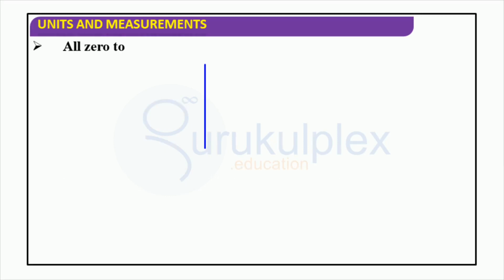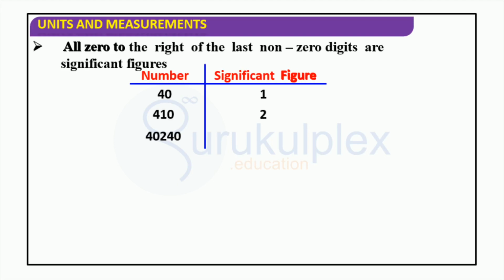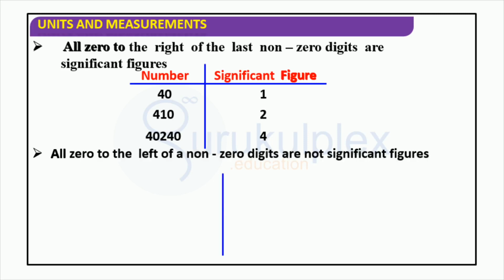All numbers, be it whole or decimal, have a certain number of significant figures or digits. The number of significant figures is determined by counting how many digits are present to the right of the last non-zero digit. For instance, the number 40 has only one significant figure as the last non-zero digit is 4. On the other hand, the number 410 has 2 significant figures, and the number 40,240 has 4 significant figures.